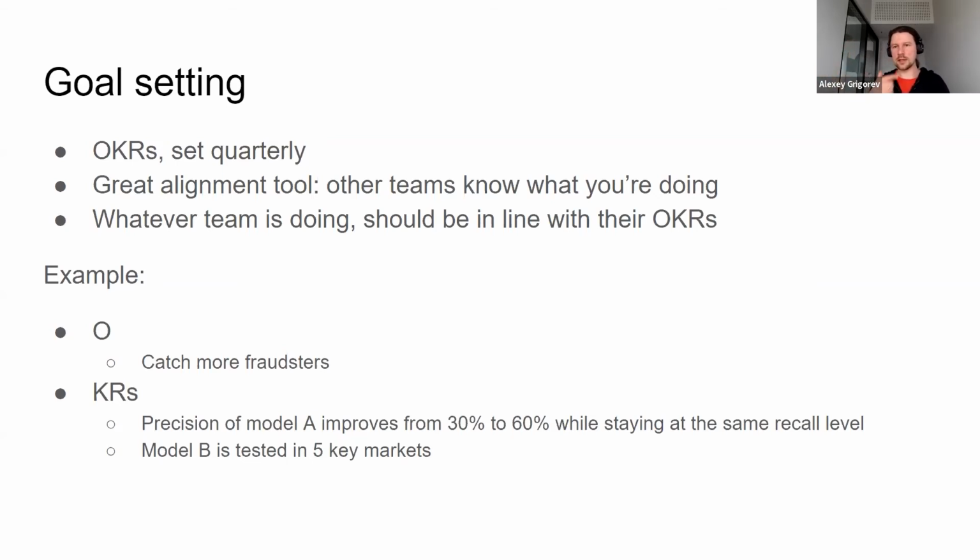Or we want to say that with this model, we want it to be more precise, right? So we want, I don't know, the duplicate detection model to catch more duplicates, because we know that fraudsters often create duplicate listings in order to attract more victims. Or another KR could be that we want to take this model and deploy it in our key markets. And we do this every quarter.